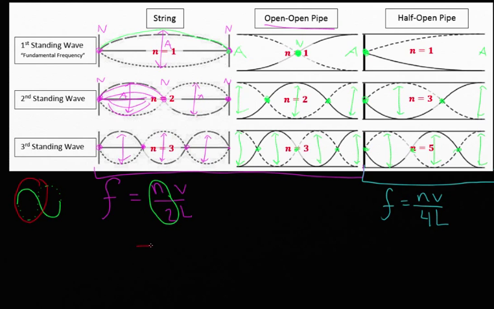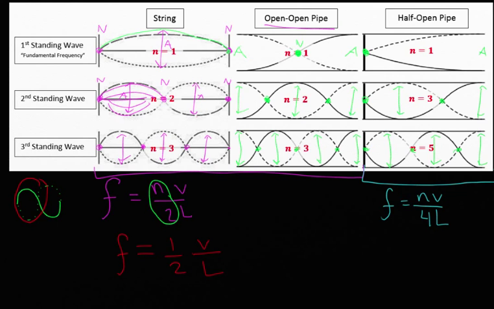So if we were to solve this right here, we would plug in 1 for n because it's half of a wavelength. Well, what does V stand for? What does L stand for? V is the velocity of the wave. L is the length of the string. And that'll tell you the frequency of that wave.